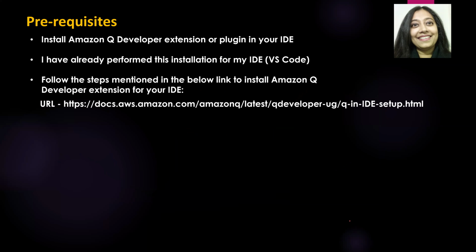Another prerequisite for this lab is installation of the Amazon Q Developer extension or plugin for your IDE. In my case, I have already performed this installation for my IDE, which is VS Code. If you have not performed this installation, the link mentioned over here has the required steps. I will have this link and all the links that we discuss in this video mentioned in its description. So go to the description, pick up the link and perform this installation before continuing further ahead.